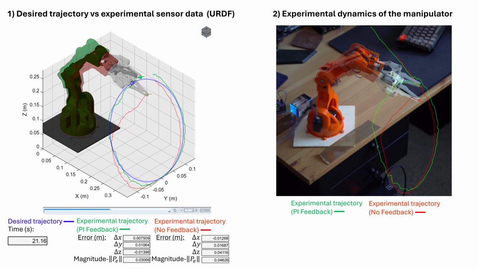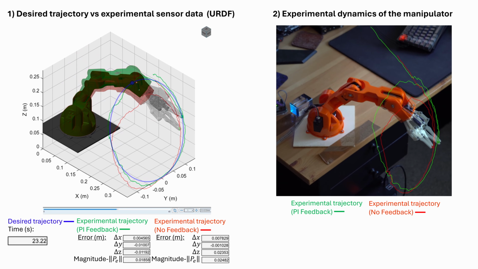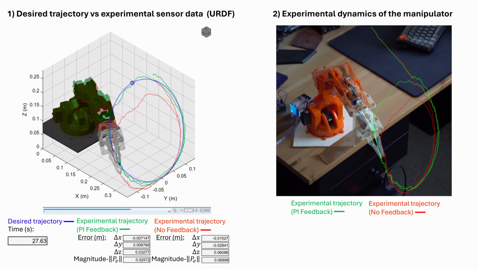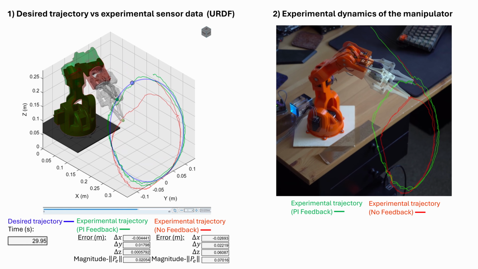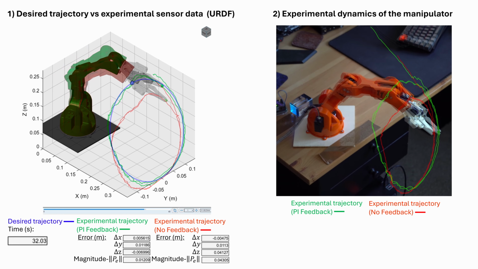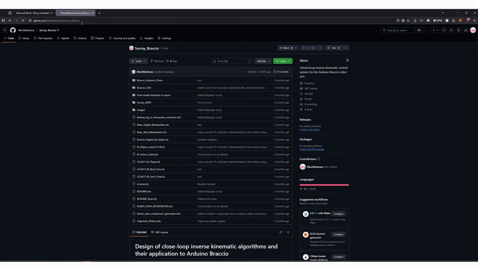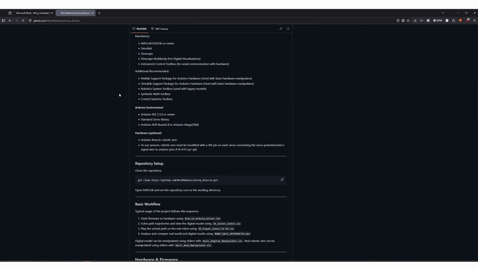Overall, the project was an enormous success, as inverse kinematic algorithms were successfully implemented onto the Arduino Braccio. Furthermore, closed-loop feedback algorithms were implemented to great results, allowing for massively more accurate tracking of a desired trajectory. All of the project files discussed today are available on GitHub and may become available at a later date.